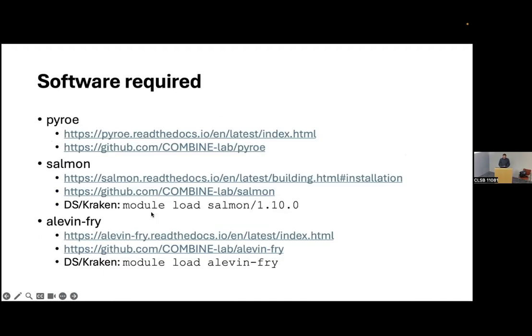We're going to use a few tools today, and the links to the documentation as well as the code repository are all here in the slides. They're also on my GitHub links as well. And hopefully everything is described so that you can get these installed if you need to. For those of us here who are in the data science department, we have Salmon and AlvinFry already installed and ready to go on Kraken as modules. So you just need to do module load Salmon or module load AlvinFry.